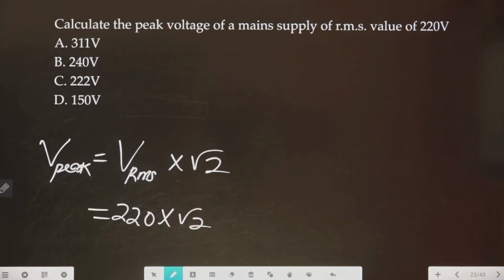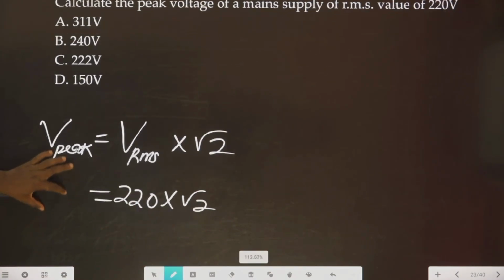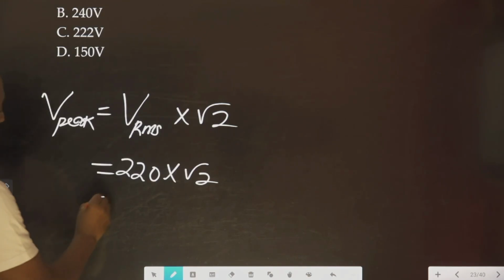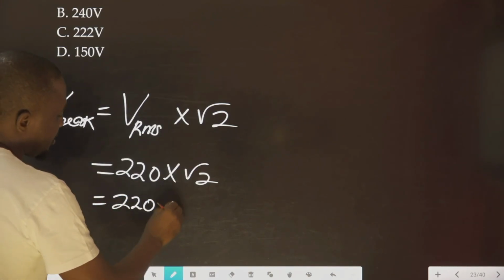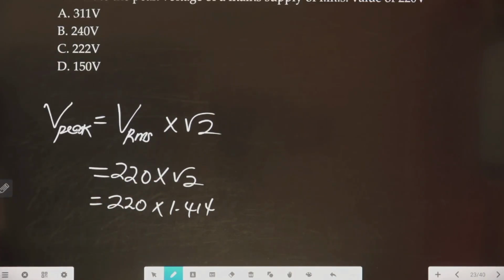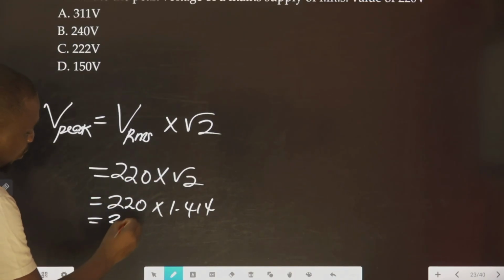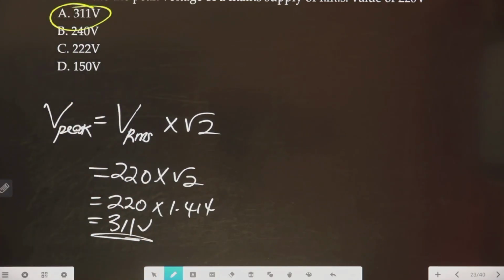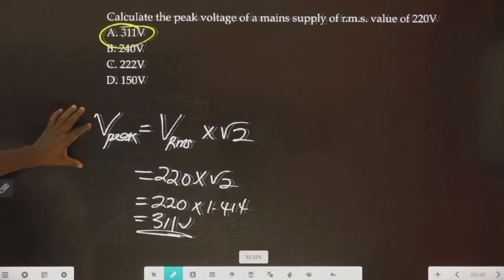So all you have to do now is to calculate the square root of 2. Square root of 2 relatively is 1.414. If you multiply these two, approximately you're going to have 311 volts. A is the answer. Okay? That is approximately 311. Hope you understand this.